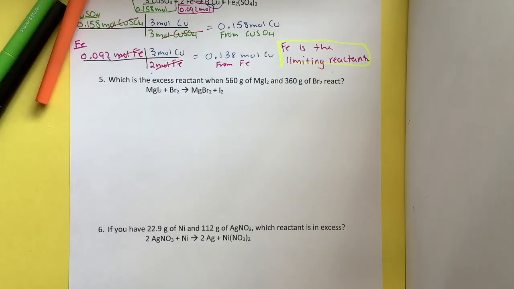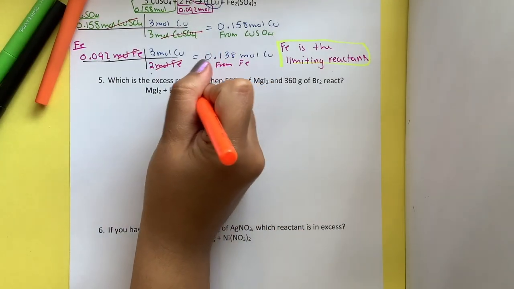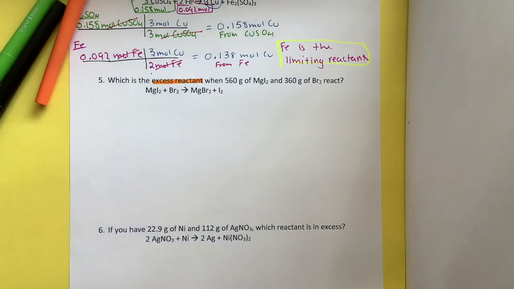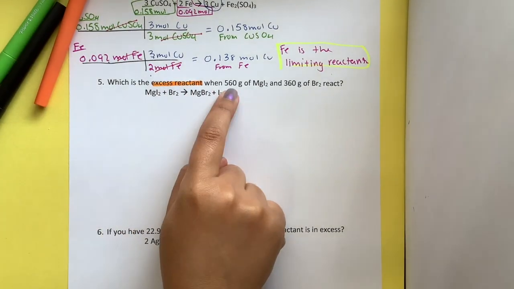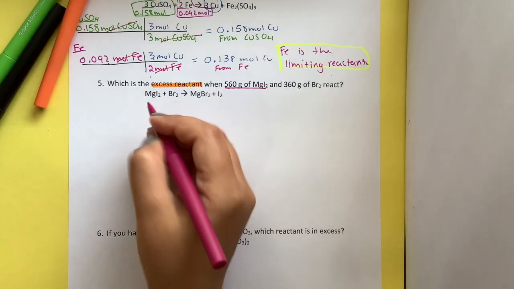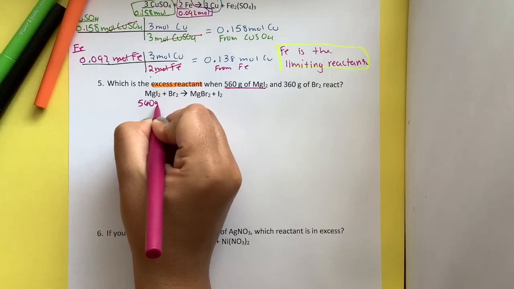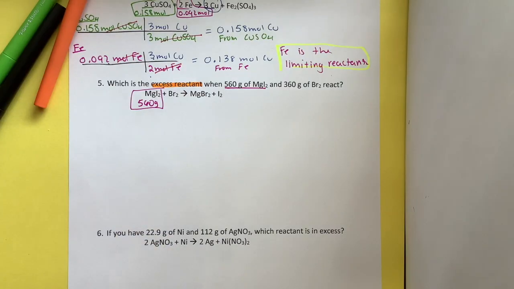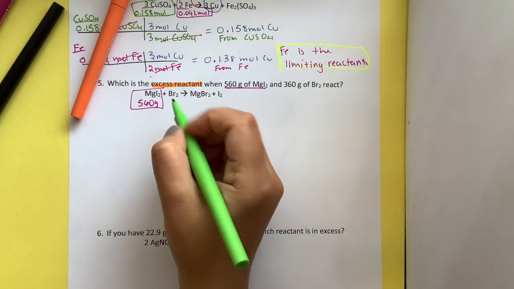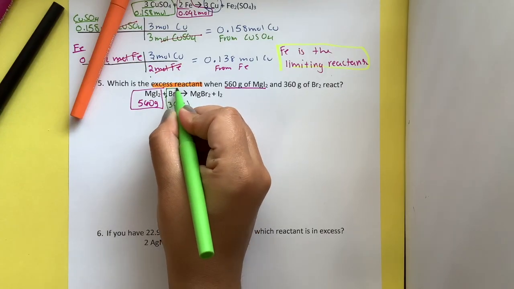Now to do number 5. It says, which is the excess reactant? So now this one's asking me for the excess reactant. Remember that excess is the one that produces the most amount of product, not the least. So which is the excess reactant when 560 grams of magnesium iodide and 360 grams of bromine react?